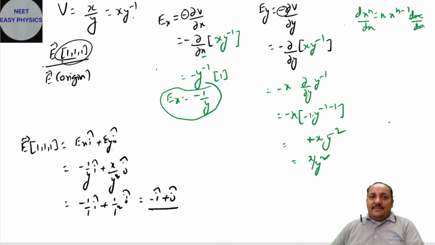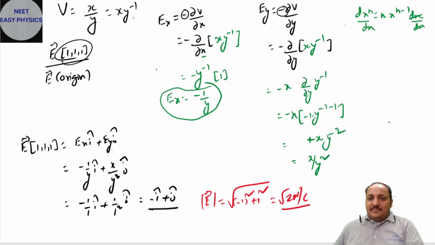If you want to find the magnitude, what is the magnitude of E bar? That is going to be root of minus 1 square plus 1 square, root 2 Newton per Coulomb. So this is how we calculate electric field intensity in the case of division. Like this, they may give many potentials, x by y square, xy by z, like this. All these you can do like this one. So I hope you understood.